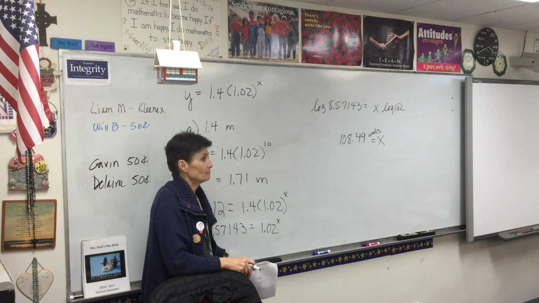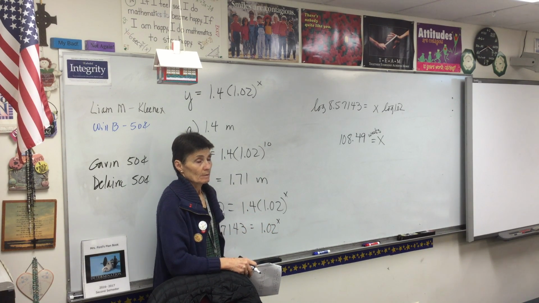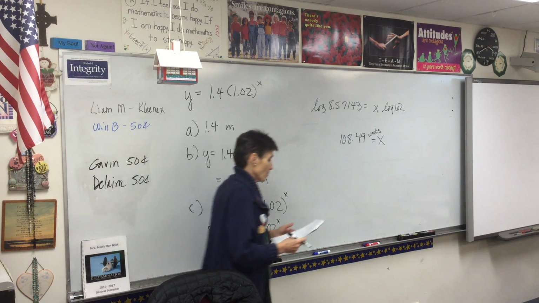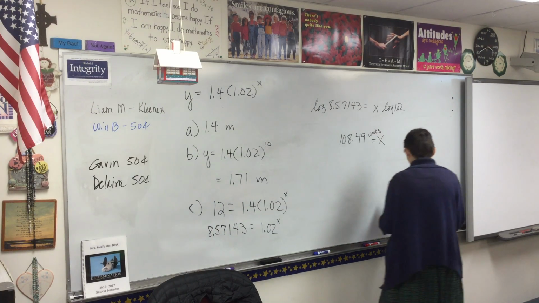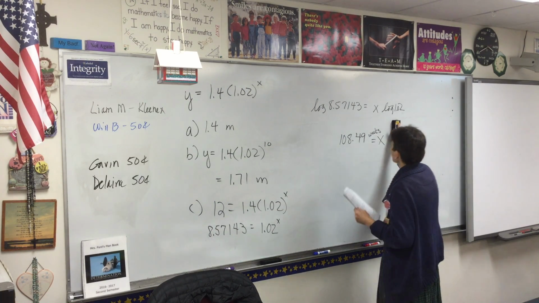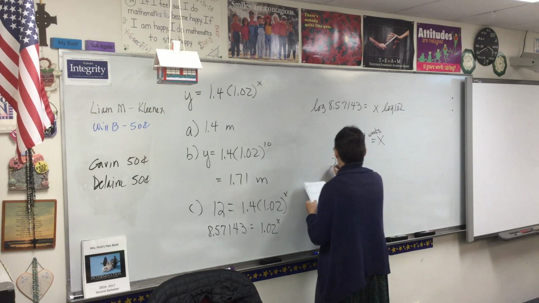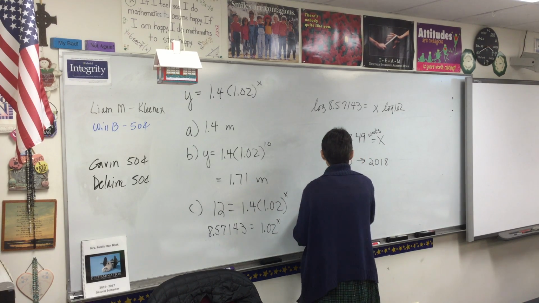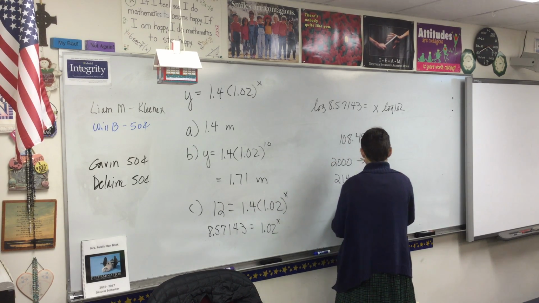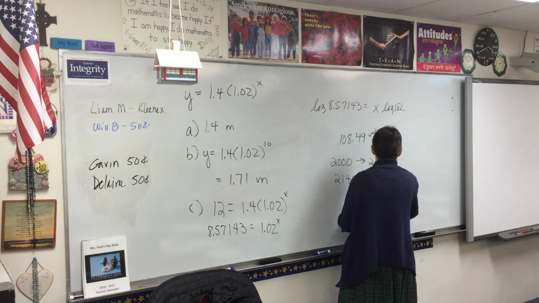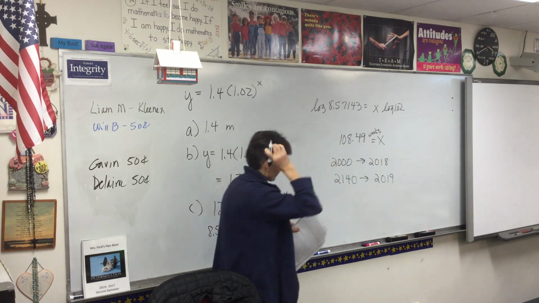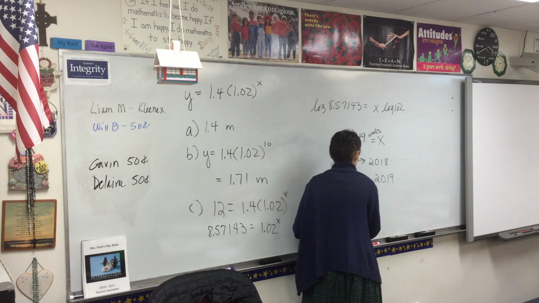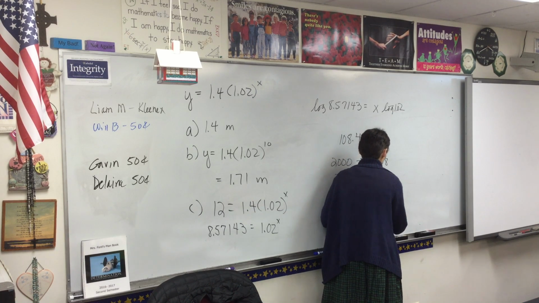Are we okay with that? All right, now we're into kind of a tough problem. The rabbit population was 2,000 in 2018, and it was 2,140 in 2019. And we want to know what it will be in 2025.